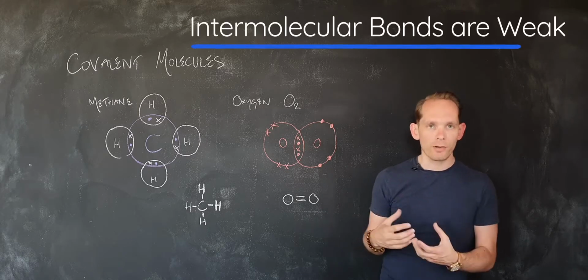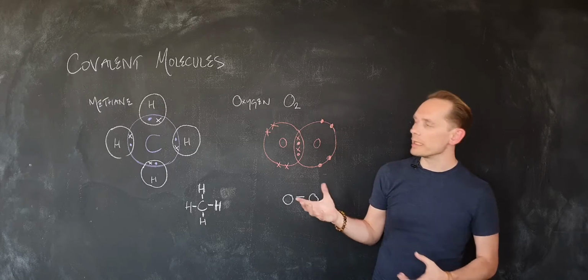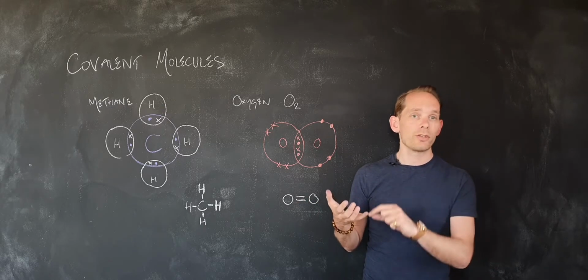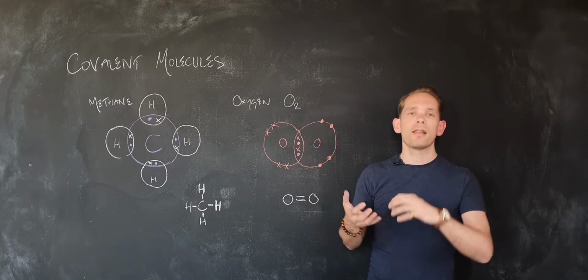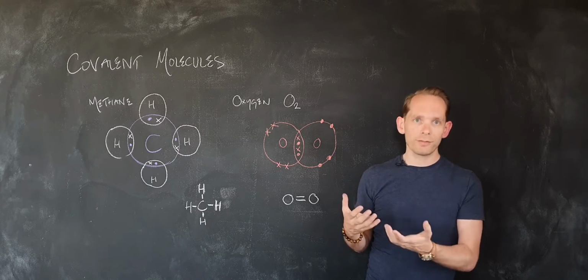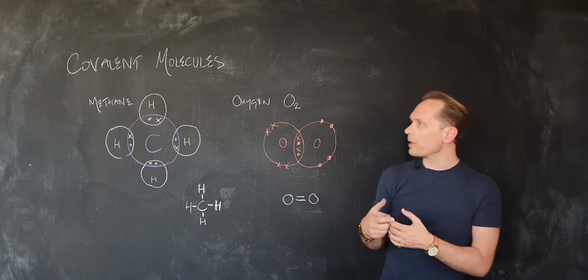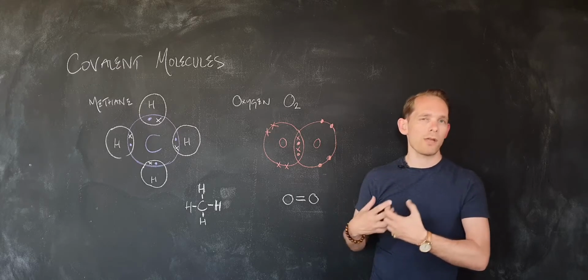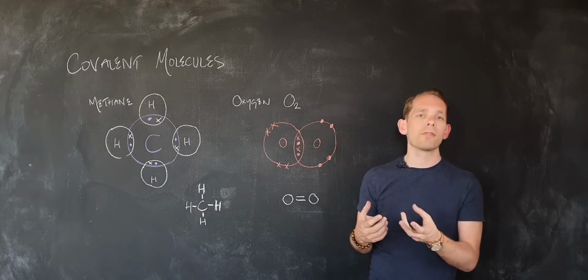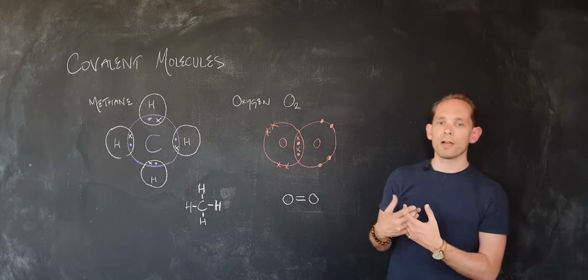The intermolecular bonds are very weak, and that means that usually covalent molecules are usually gases or liquids, fluids. If they're solid, they will melt pretty easily in most cases, and because the electrons are all tied up, they won't conduct electricity, except with very rare exceptions like graphite.